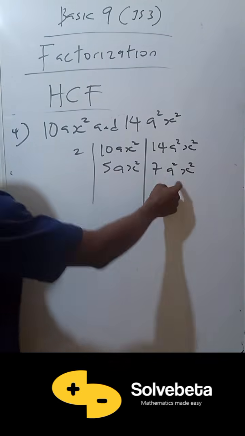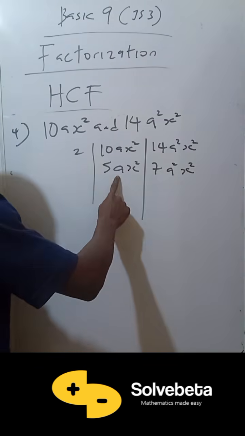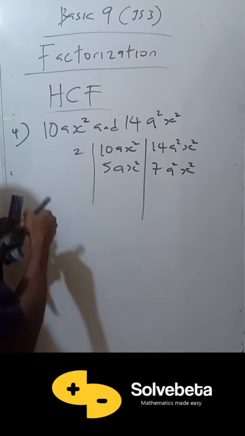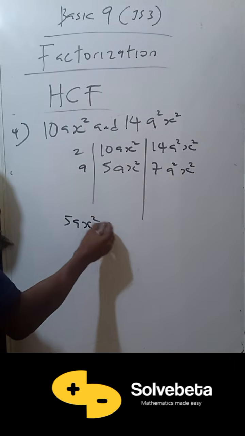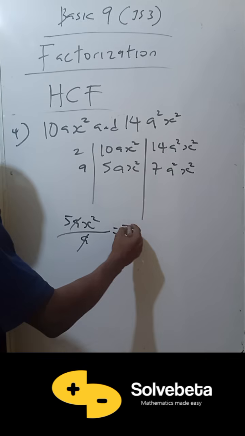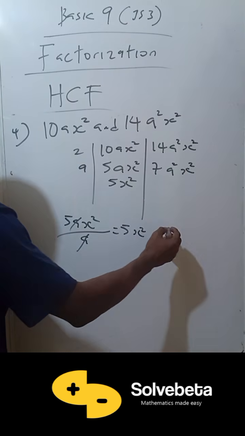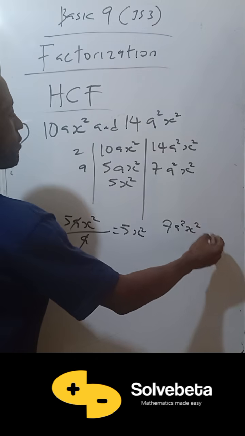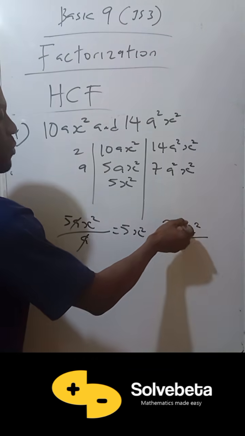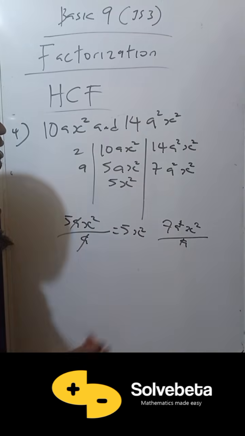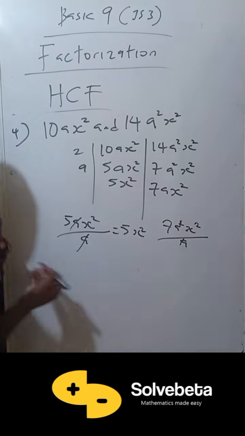So we'll go to the letters now. a squared and a: a can divide a squared and a can divide a too. So let's use a. 5ax squared divided by a: a will cancel a, you're left with 5x squared. 7a squared x squared divided by a: a squared is a times a, so a will cancel one of the a, so we're left with 7ax squared.